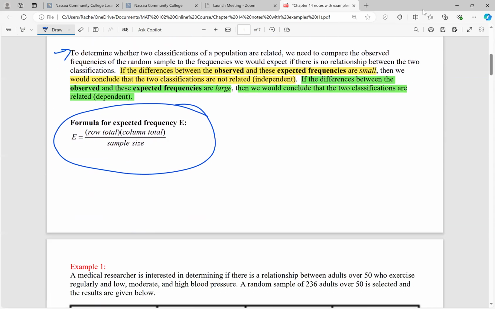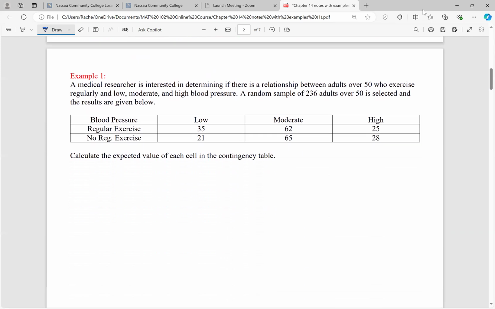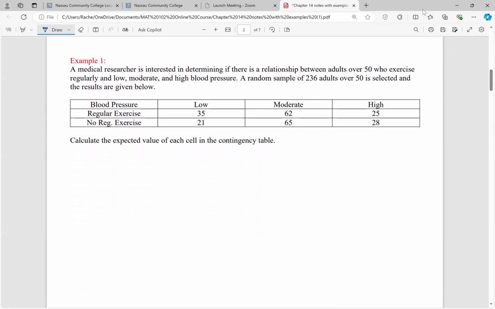So what we do is, to get the expected value for each cell in our contingency table, we take the row total times the column total and we divide by the sample size. So let's do an example. Let's look at example 1. Example 1 says, a medical researcher is interested in determining if there is a relationship between adults over 50 who exercise regularly and low, moderate, and high blood pressure. A random sample of 236 adults over 50 is selected, and the results are given below.